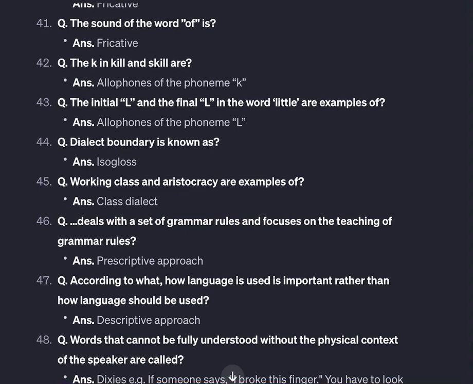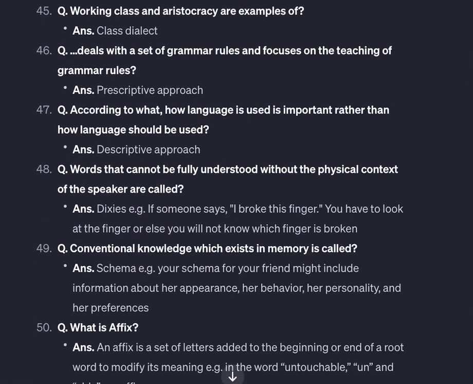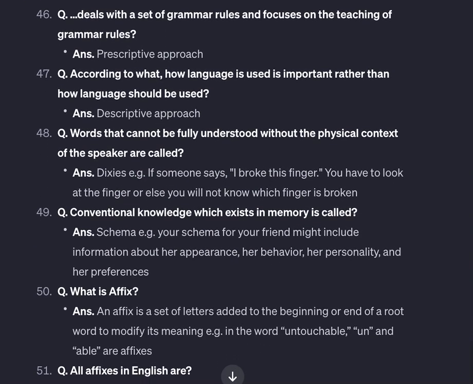44. Q. Dialect boundary is known as ANS. Isogloss. 45. Q. Working class and aristocracy are examples of ANS. Class dialect. 46. Q. Deals with a set of grammar rules and focuses on the teaching of grammar rules. ANS. Prescriptive approach. 47. Q. According to what, how language is used is important rather than how language should be used. ANS. Descriptive approach. 48. Q.